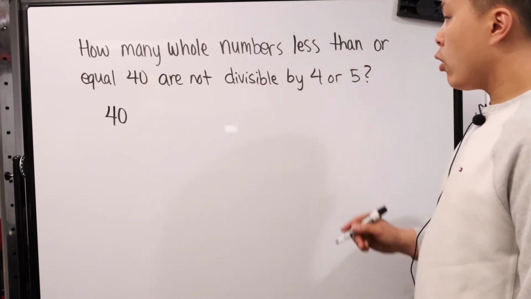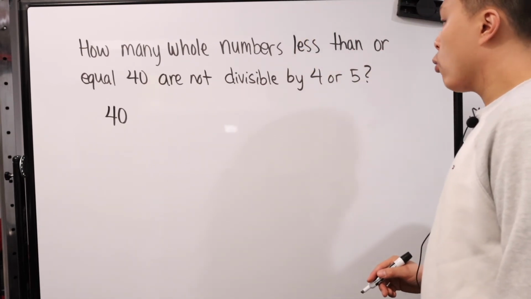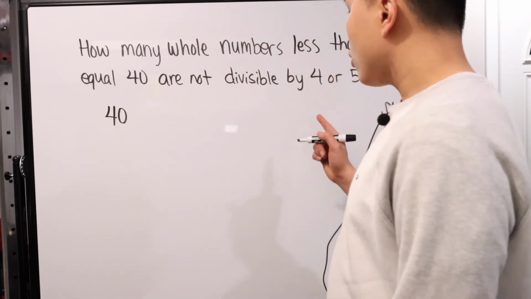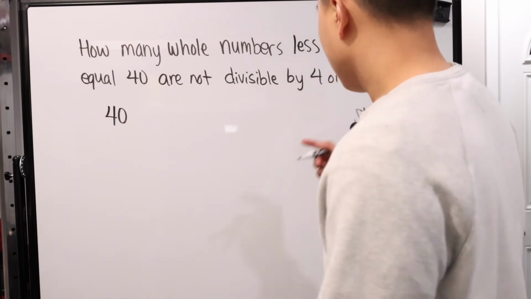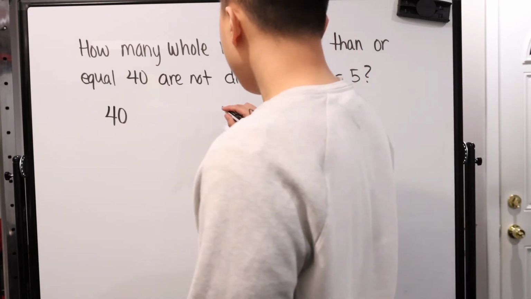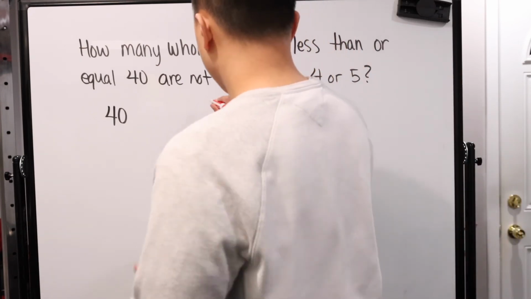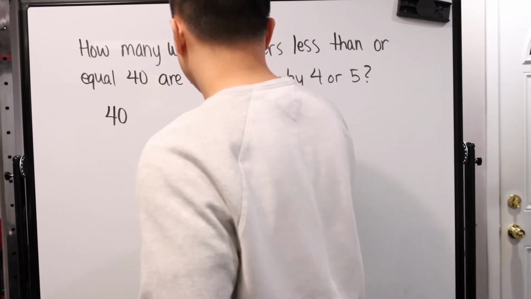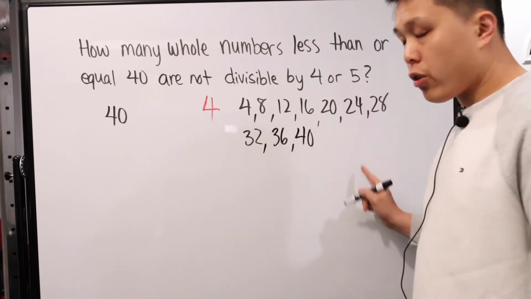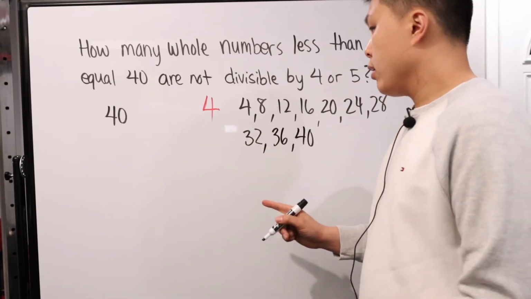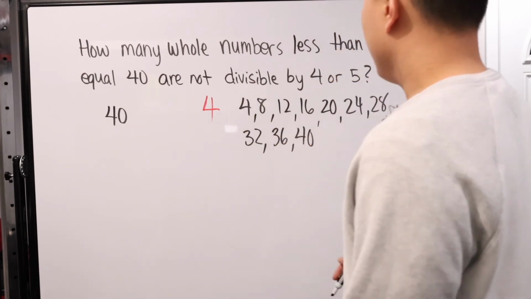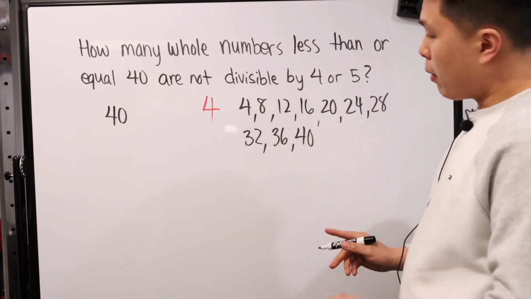Now, we want to find all the ones that are not divisible by 4 or 5. Well, in this case, we're going to count the opposite. We're going to look for all the ones that are divisible by 4 or 5. Well, if we're looking at just the 4, let's just put it right here so that it's obvious that we're just looking at all the different possible numbers that are divisible by 4. Those are all the possible numbers, right? I guess you could say less than or equal to 40 that are divisible by 4.